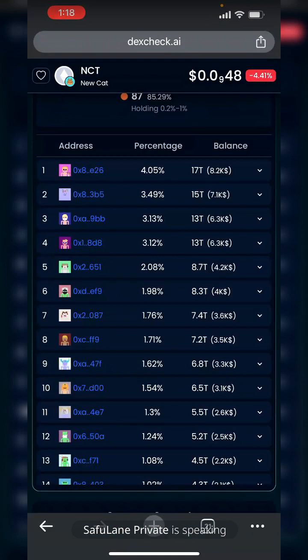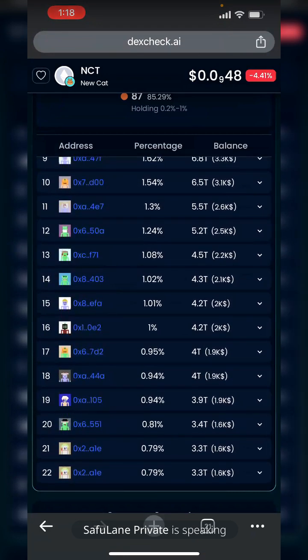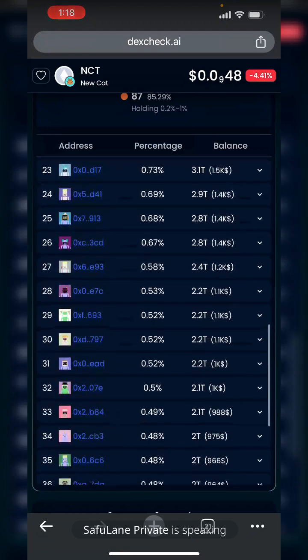So now, what do I have to do? I already know the amount. The first person is holding 17 trillion of this token for 8.2K. So the second, third, fourth, fifth. So I can know how to strategize. I can understand the wallets I need to monitor.